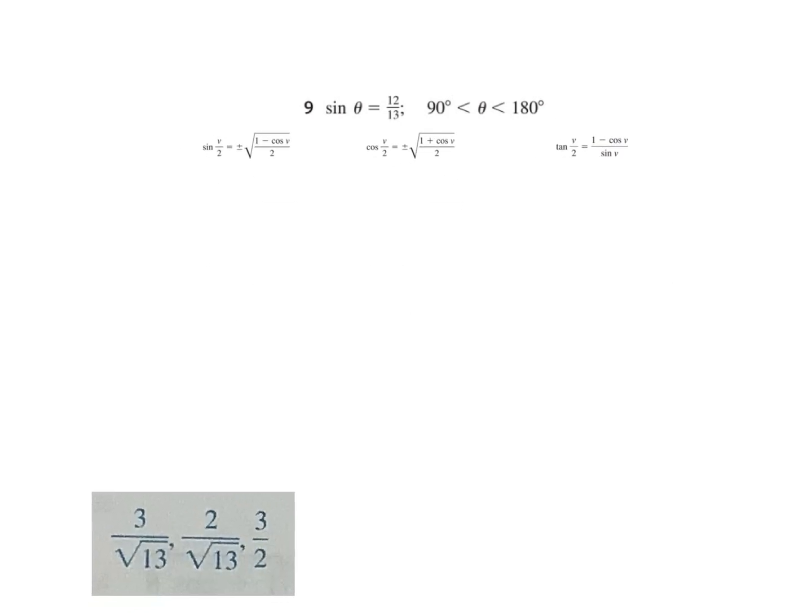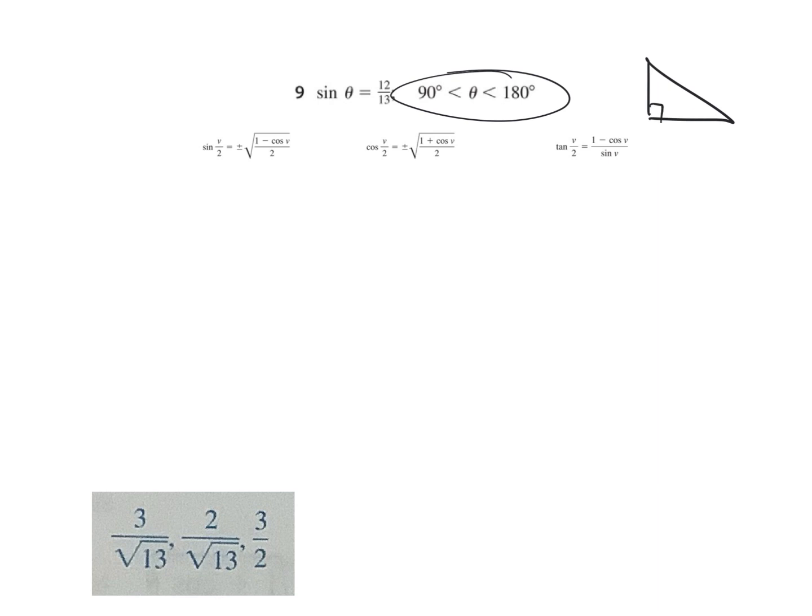Okay, so again, sine. Where are we? We are in the second quadrant. So sine is positive in the second quadrant. 12/13. Again, 5, 12, 13. But x is negative in the second quadrant. So what do we have? The sine, again, this is going to be positive.